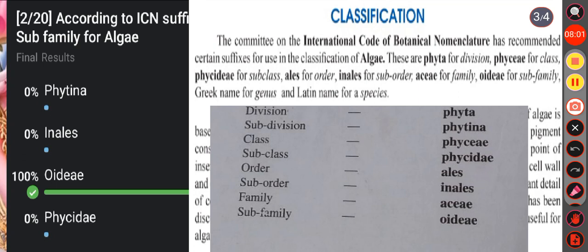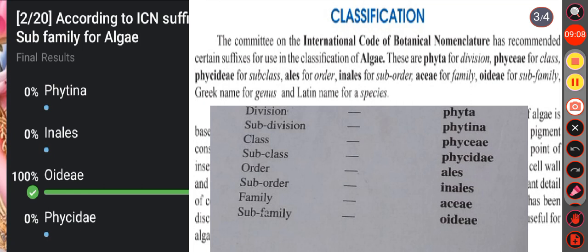and recommendations that govern the scientific naming of all organisms. Then what is suffix? All of you know that suffix refers to a set of letters added to the end of a taxonomic group name to indicate its specific rank. For example, phyta is the suffix indicating the division of algae in the taxonomic rank, and phytina is used for subdivision, phyceae is used for class, phycidae is used for subclass, ales is used for order, ineae is used for suborder, aceae is used for family, and the last one, that is oideae, is used for subfamily.